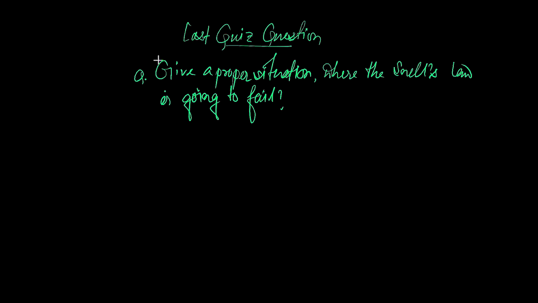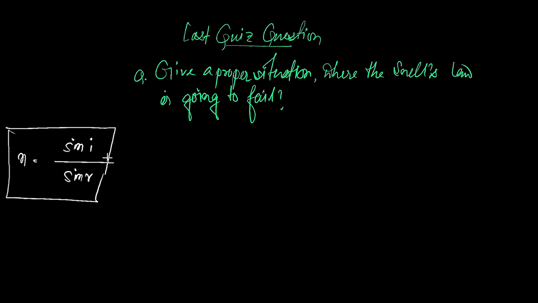It's time to solve the last quiz question. This is the last quiz question: give a proper situation where Snell's law is going to fail. First we have to understand what Snell's law gives. Snell's law gives that refractive index n is equal to sine of angle of incidence by sine of angle of refraction. This is the main Snell's law. Now, we will consider one glass slab. This is the glass slab, and this is the normal.